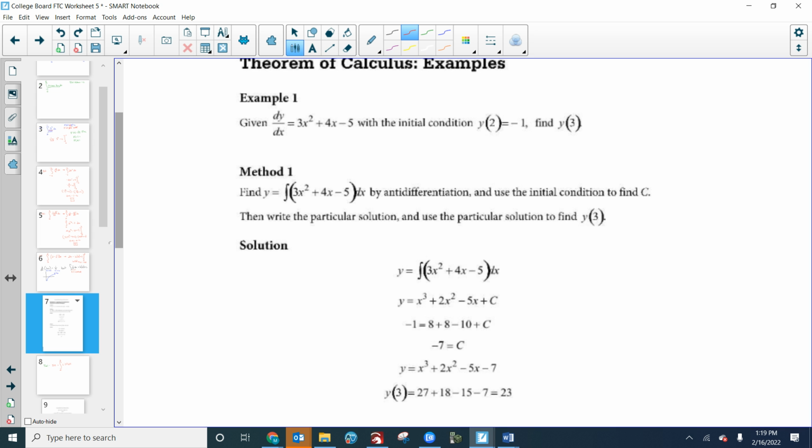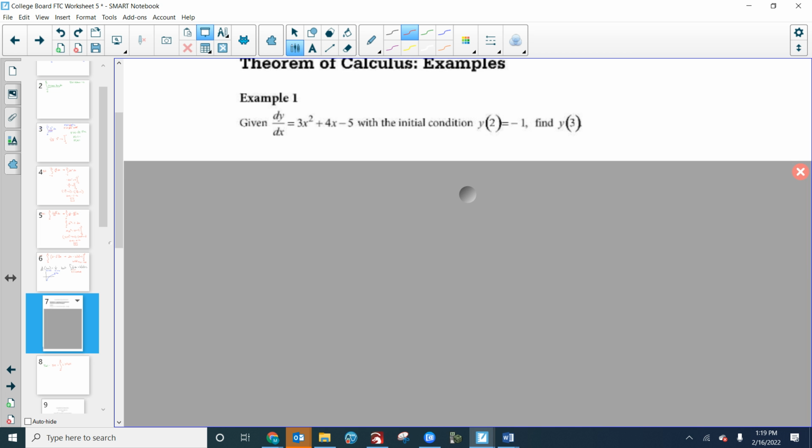Given dy/dx is 3x squared plus 4x minus 5 with the initial condition of y of 2 is -1, find y of 3. Here's how we've been doing this, okay? Antiderivative: y equals x cubed plus 2x squared minus 5x plus a constant. Do you agree with that antiderivative? What was our next step? This is the traditional path. What was our next step?